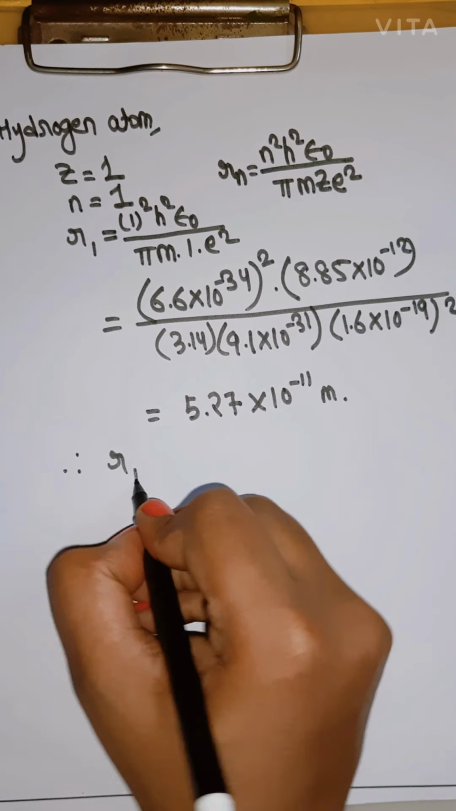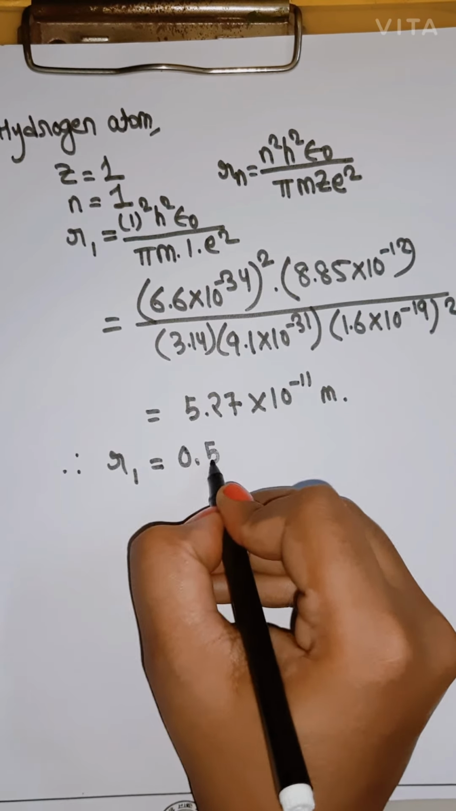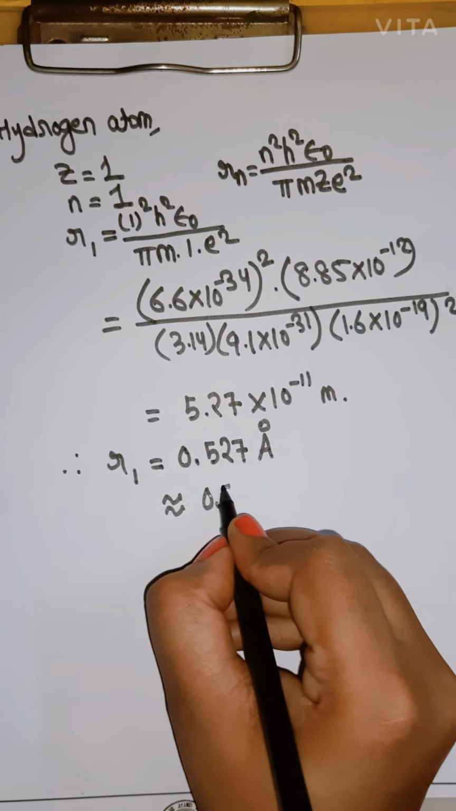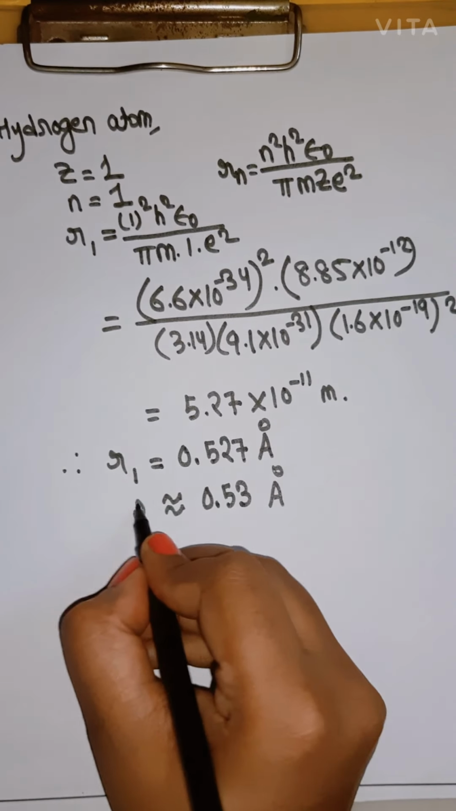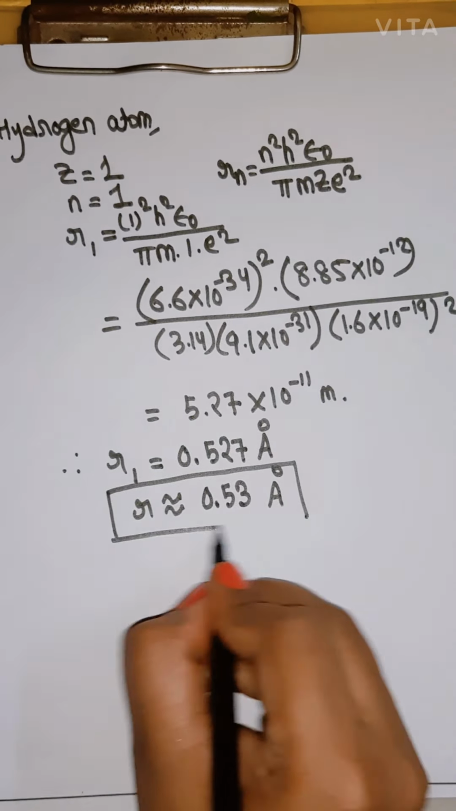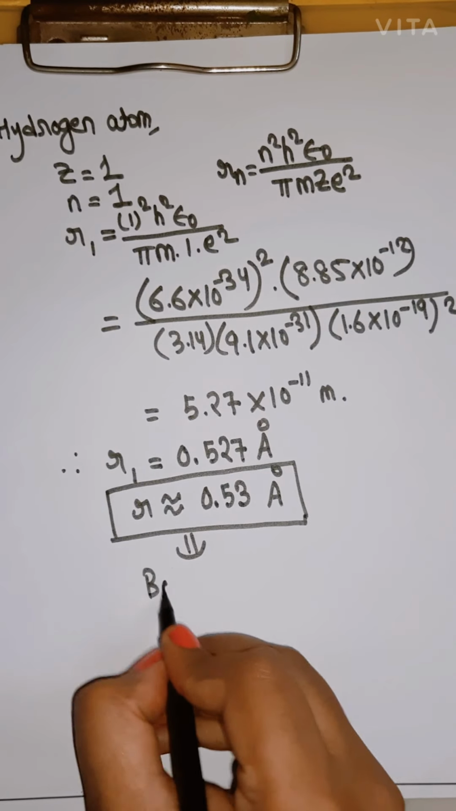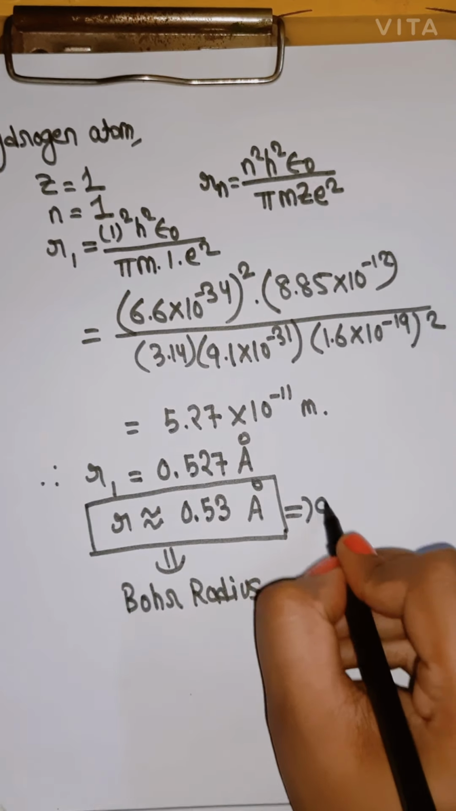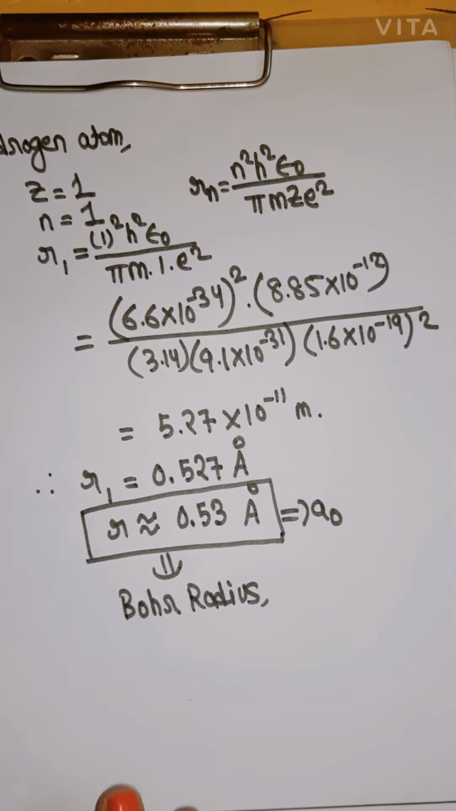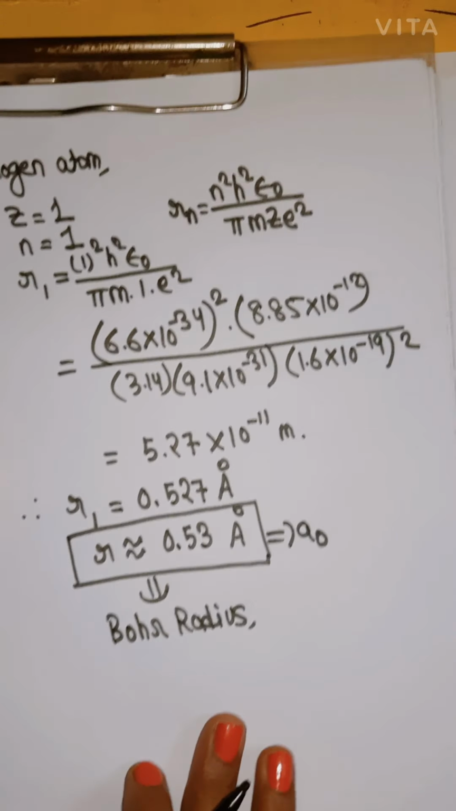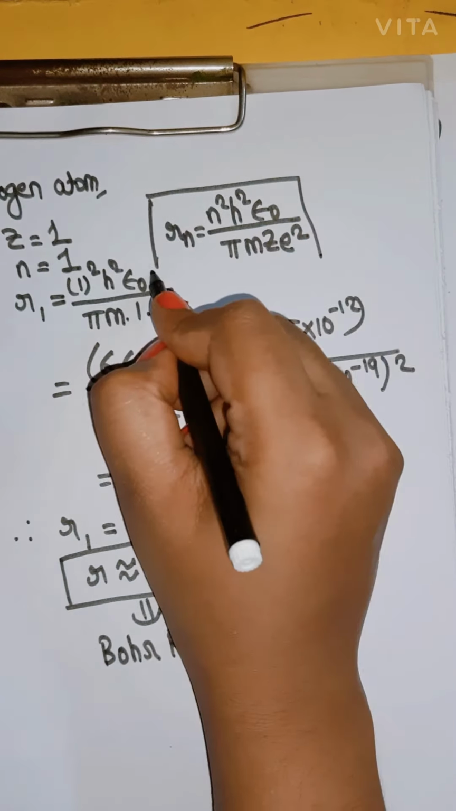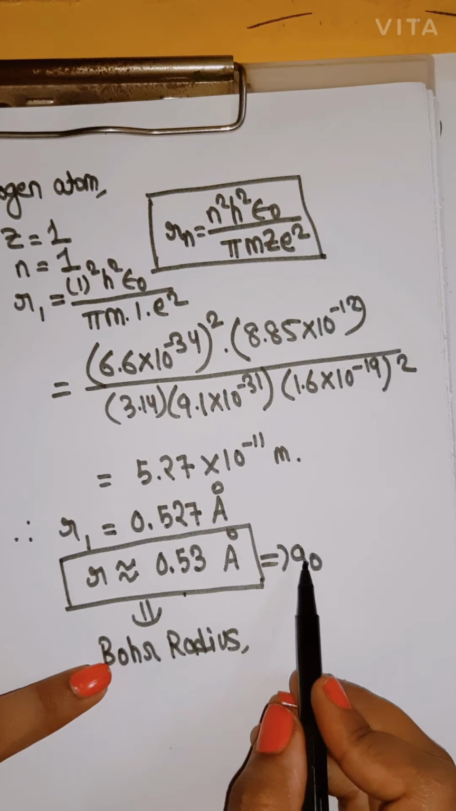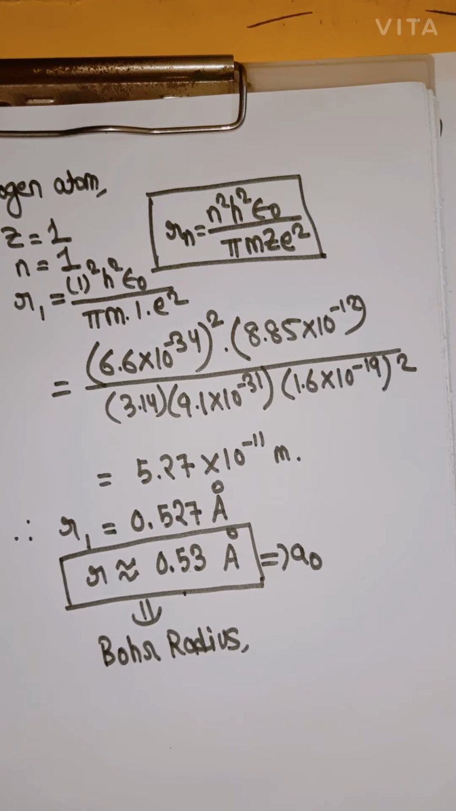So R1 is equal to 0.527 Armstrong, which is nearly equal to 0.53 Armstrong, and this we call the Bohr radius, denoted as A0, which we will use further. So till now we have learned the formula of Rn. This we must keep in our mind, and we must know the Bohr radius value, that is A0, 0.53 Armstrong.